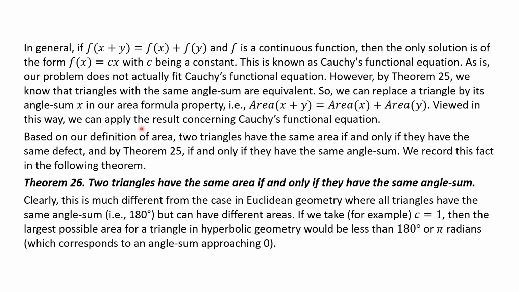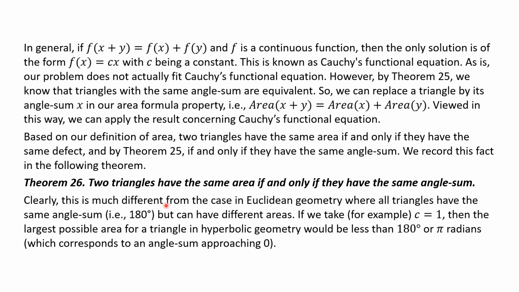Viewed in this way, we can apply the result concerning Cauchy's functional equation, and that gives us that the area, using the angle sum of a triangle, is just a constant times x. So by our definition of area, two triangles have the same area if and only if they have the same deficit, and by Theorem 25, if and only if they have the same angle sum. We can summarize all this in a theorem: two triangles have the same area if and only if they have the same angle sum.